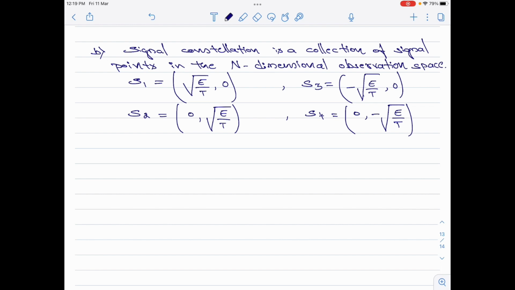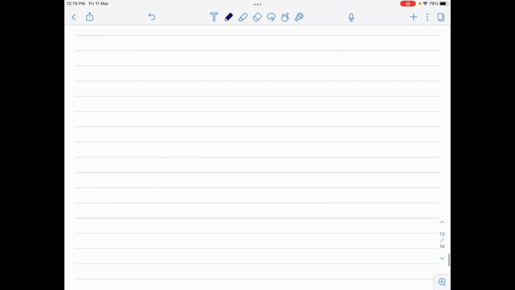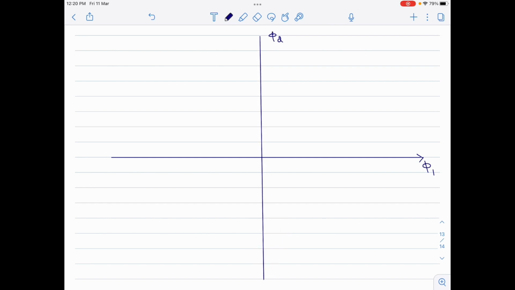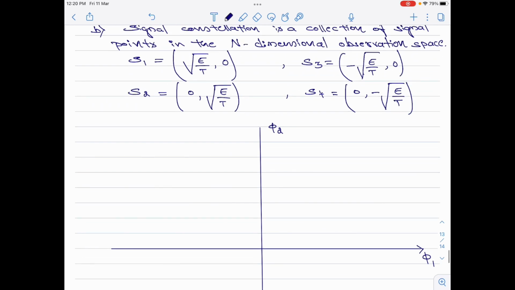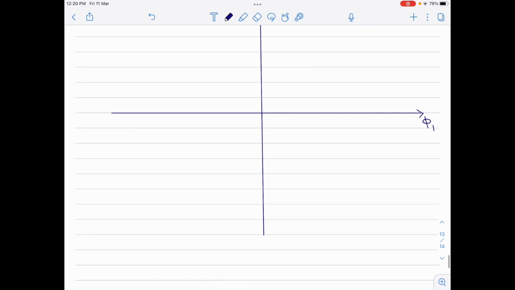Let us start the signal constellation, which is equivalent to the observation space. I will start with the x-axis here, which is our phi 1 axis. Then I have the y-axis, which is the phi 2 axis. Let us now mark the 4 points. S1 is at a distance of square root of E by T comma 0. So, it will be on the x-axis at the point square root of E divided by T comma 0.